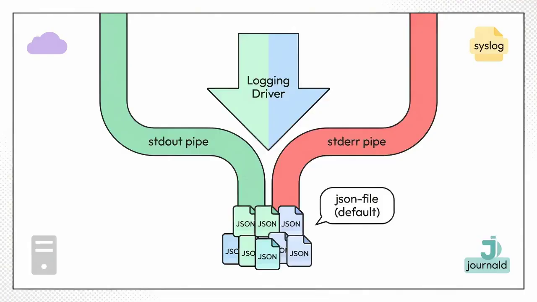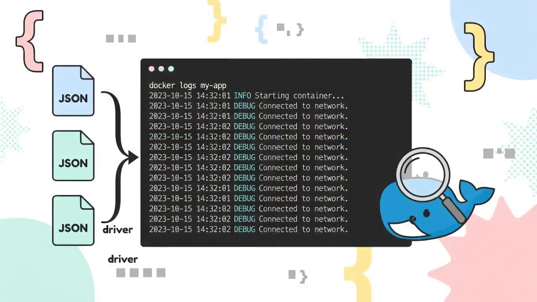A logging driver is the component that grabs those streams and decides where they go. The default driver is json-file, which writes each log entry as a JSON document on the host file system. To read those stored entries back, you run docker logs followed by the container name or ID. Docker asks the configured driver for the records and streams them into your terminal.